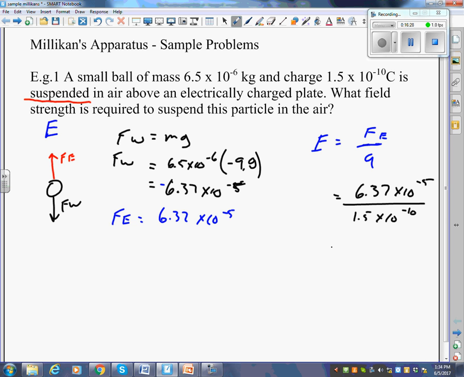Now I'm going to stop there and I'm going to encourage you to try that on your own calculator because it's important that you can do that actual division with scientific notation. So I will give you a moment to try that. Usually two digits after the decimal is good. So you should get 4.25 times 10 to the 5 newtons per coulomb.